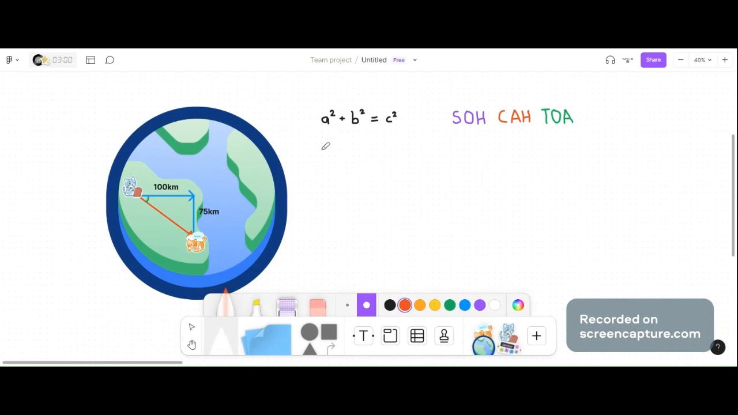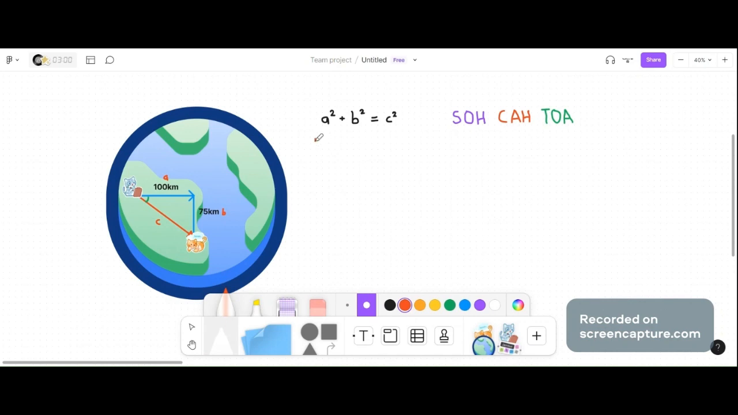So for the distance, we're going to use a squared plus b squared equals c squared, because we know two sides. We're trying to find the third side. So we'll label this side C. We'll label this side up here A, and we'll call this other one B. So now all we have to do is simply substitute in. If you want to try this now without my help, have a go. Otherwise, we'll get into it.